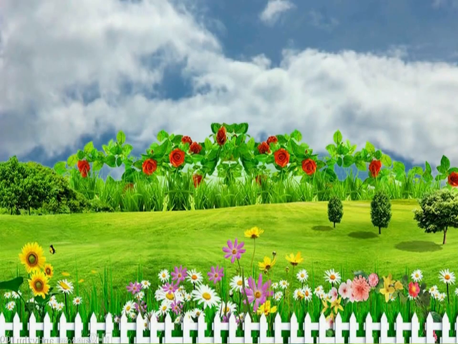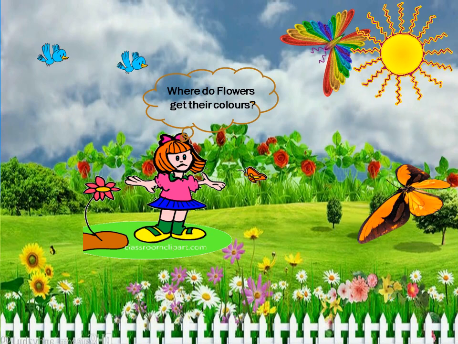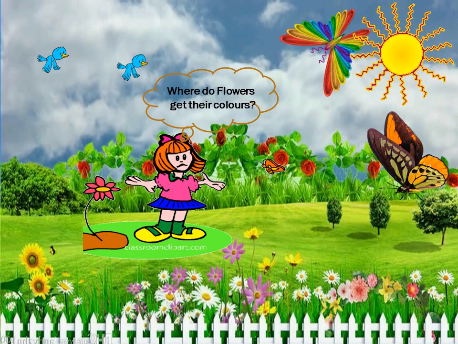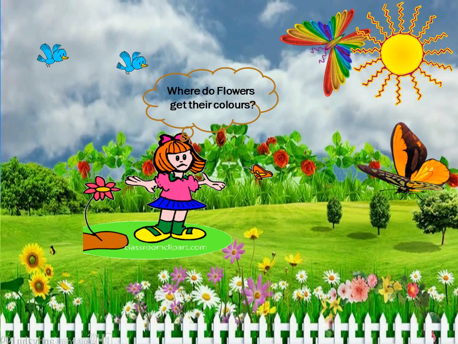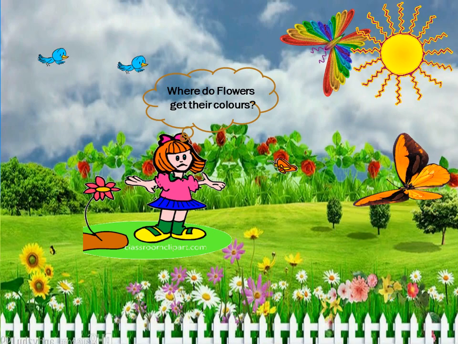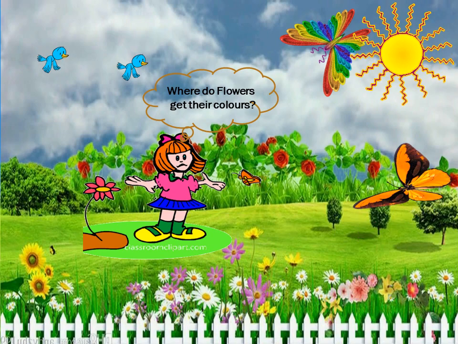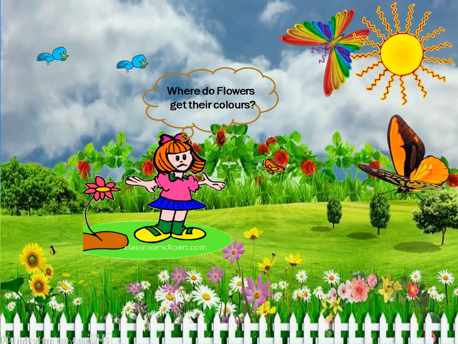Wow, what a beautiful garden. How do these flowers get their colors? From where do they get their colors? This may be the question in our minds. So let's see from where they get their colors. Looking at the colorful flowers in the garden, the birds, the butterflies, the insects and the animals get attracted towards them. So let us see, where do flowers get their colors?